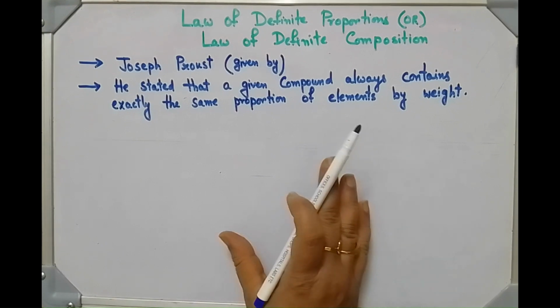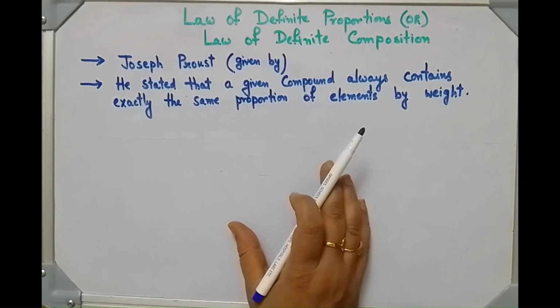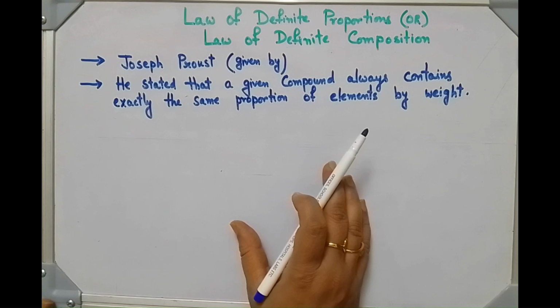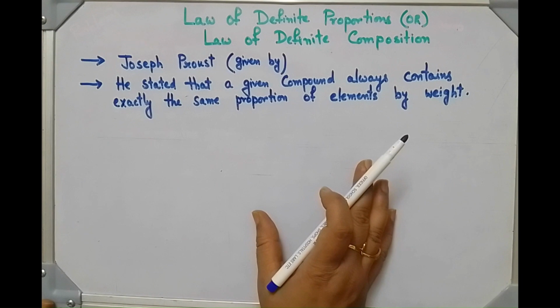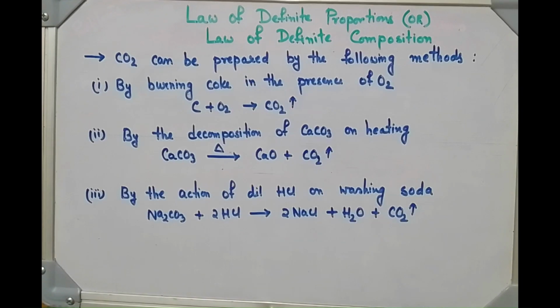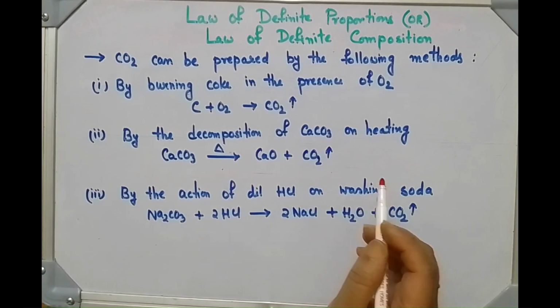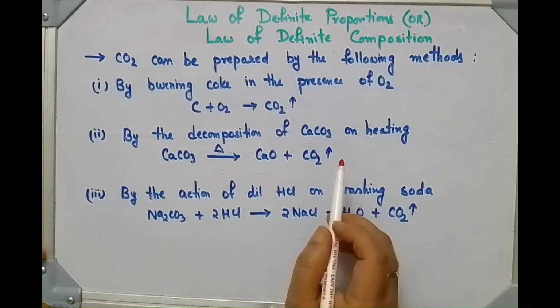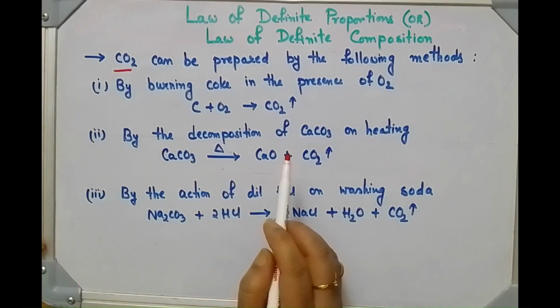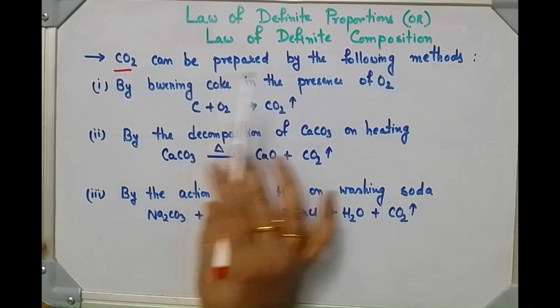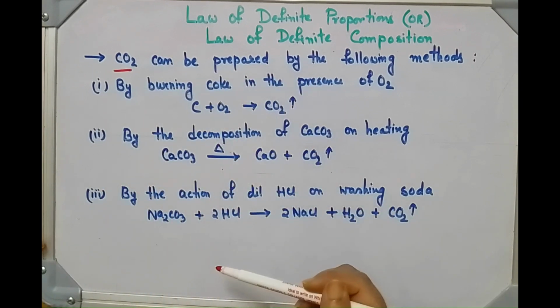Now see, the source of a chemical compound may be natural or may be synthetic. Synthetic means you can prepare the compound in the laboratory. Now I am illustrating this law with the example of carbon dioxide. This is carbon dioxide. Carbon dioxide you can prepare by the following methods.